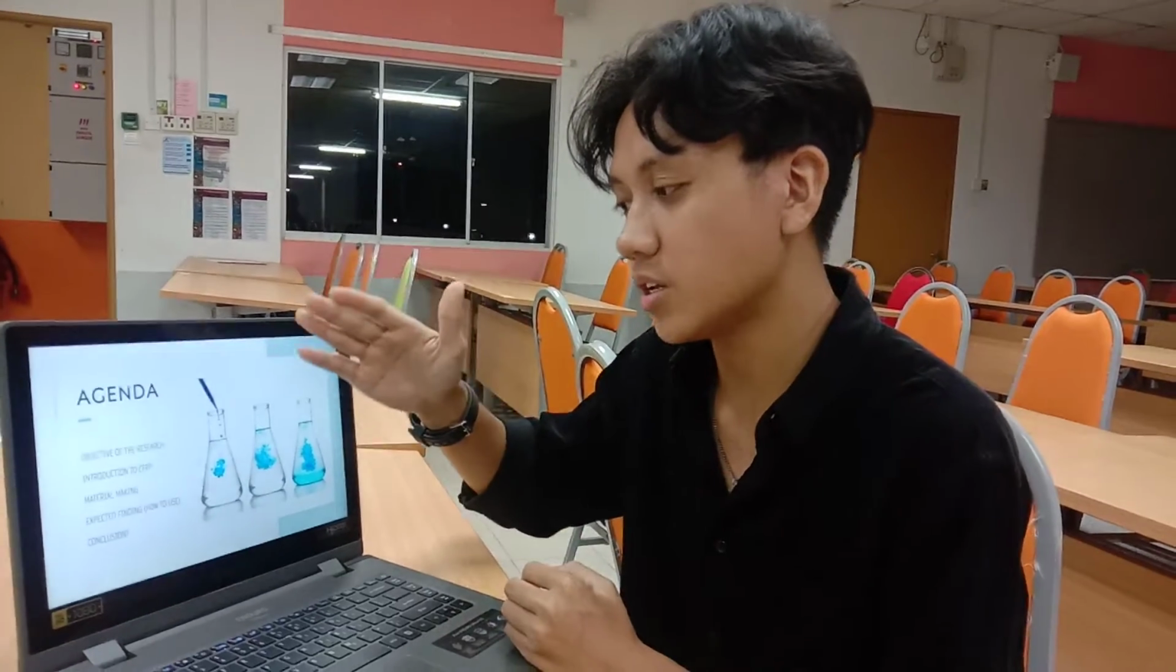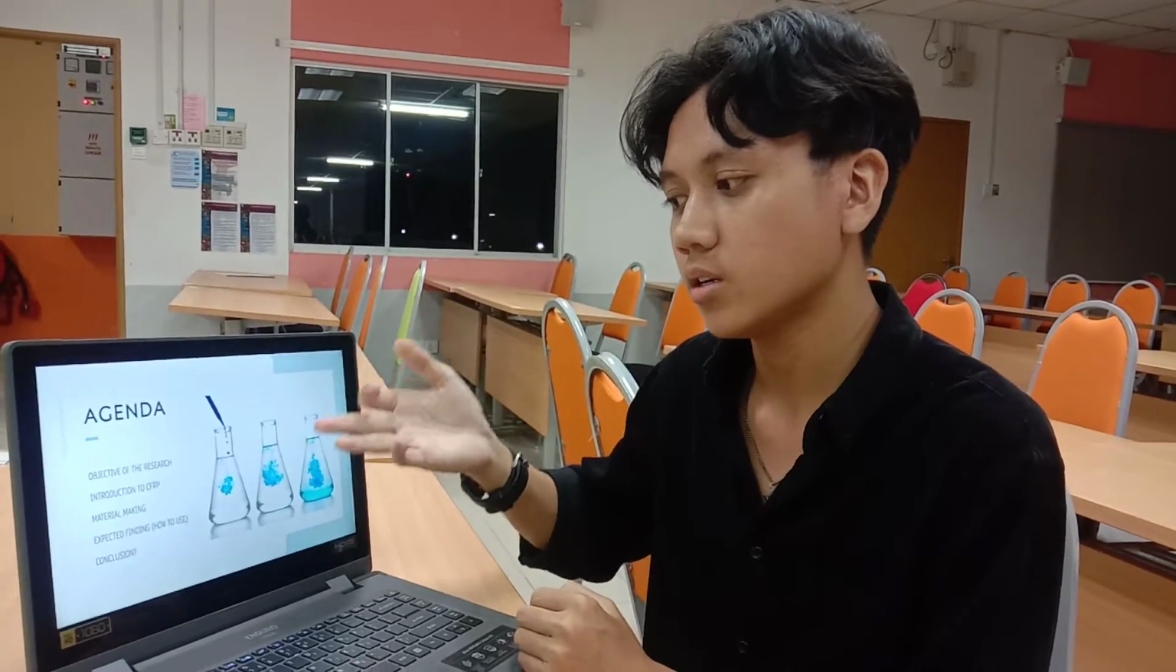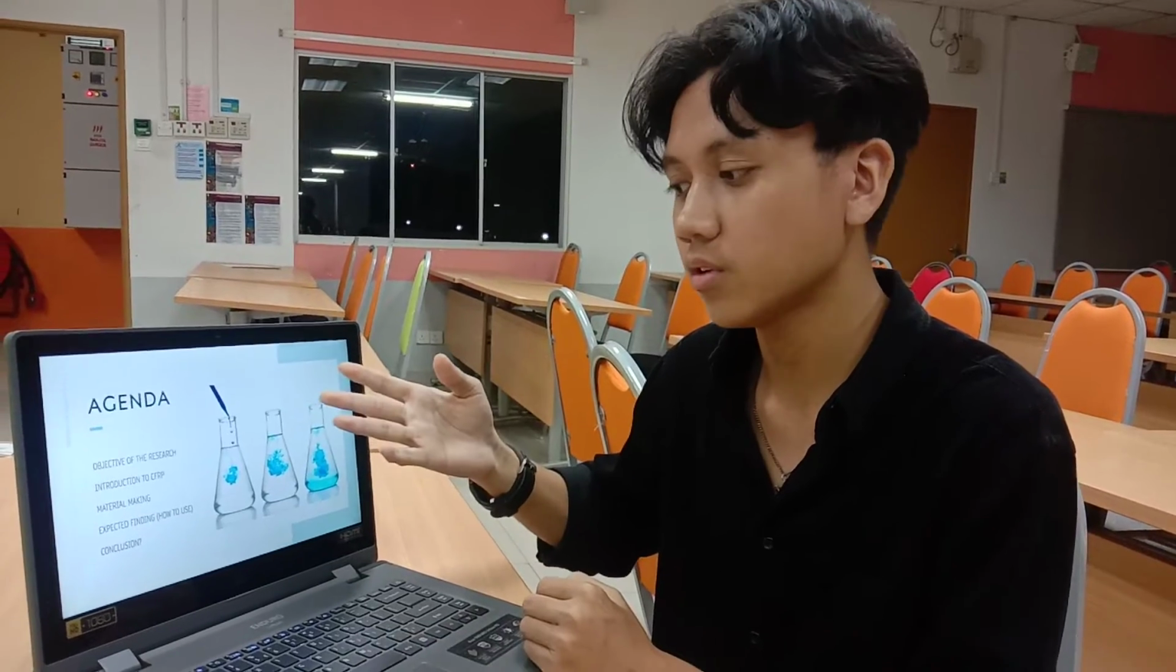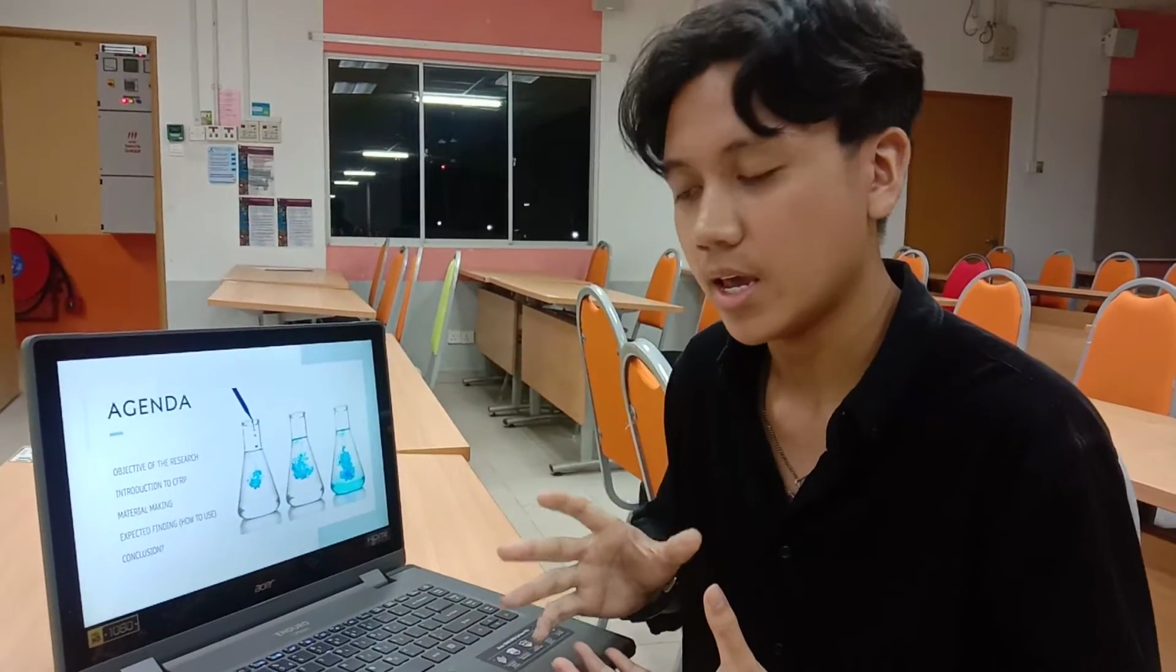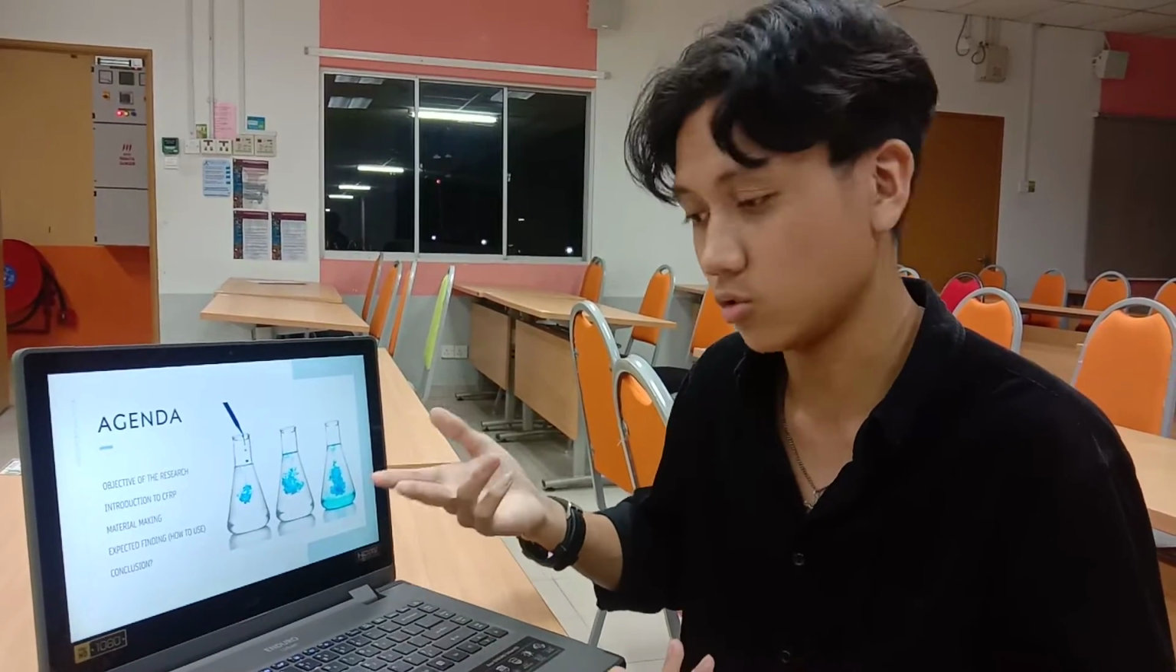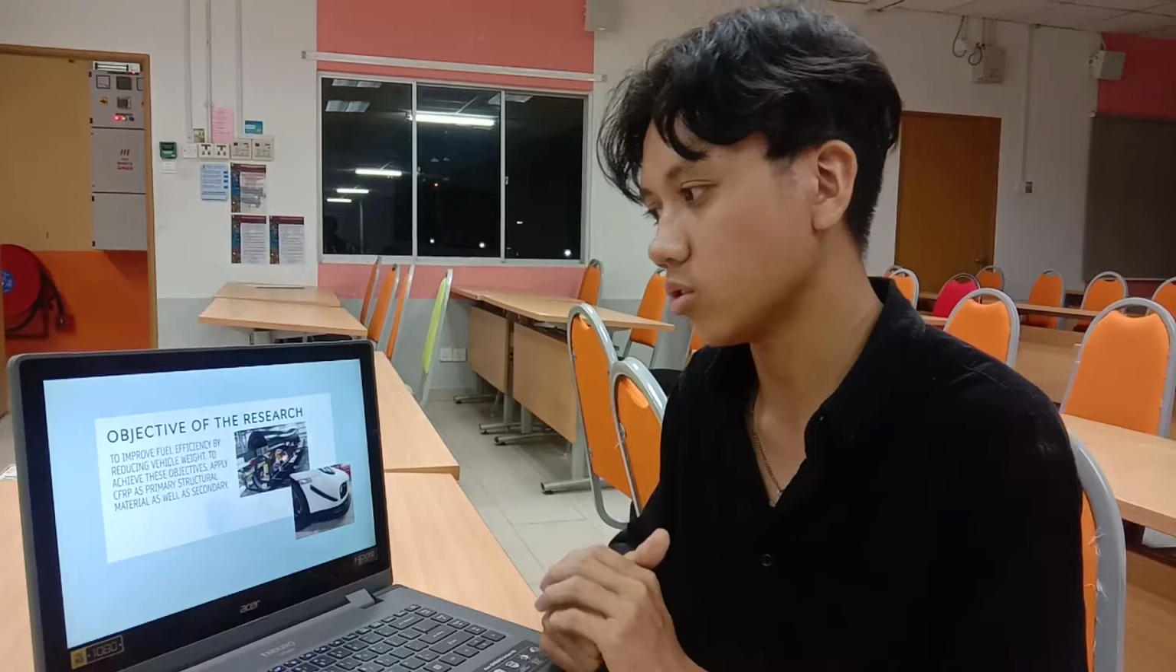So during this presentation, there are several agendas that I will be explaining. The first one is the objective of the research, introduction to CFRP, thirdly, material making, fourth, expected findings, how we use the CFRP, and last but not least, conclusion, advantages, disadvantages, and so forth. So without further ado, we will go to the objective of the research.